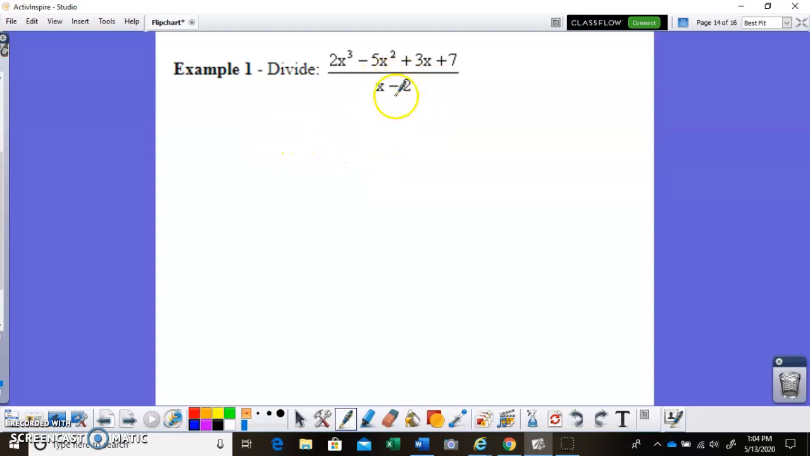So what would make this denominator 0? Well, that would be a positive 2. So then we draw our box, and our box gives us a coefficient of 2. That's to the 3rd power. The 2nd power is negative 5. Remember, we've got to fill in zeros if there's something missing. 1st power is 3, and 0 power is 7. So there was nothing missing.